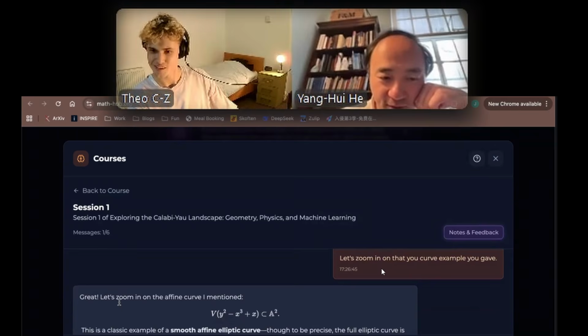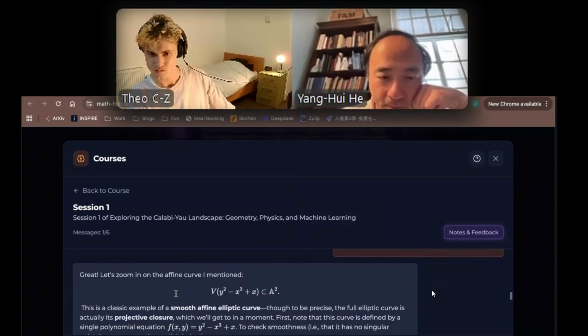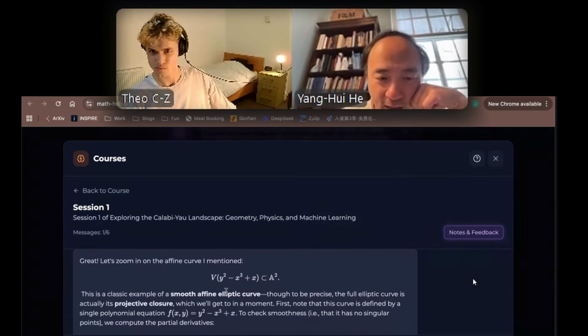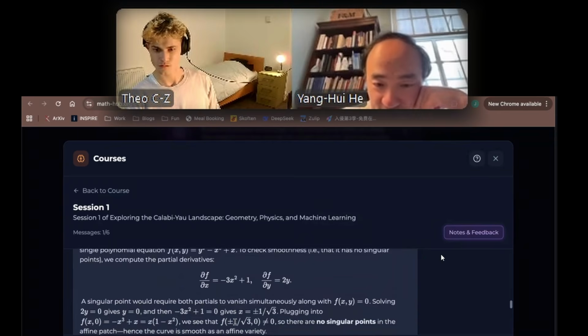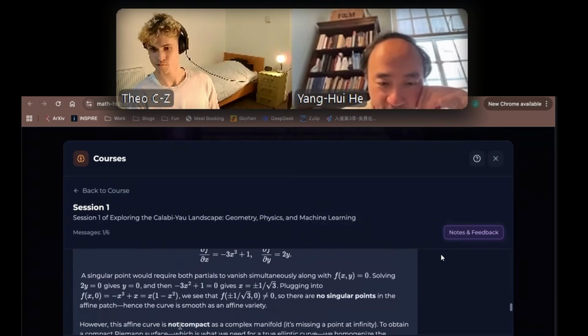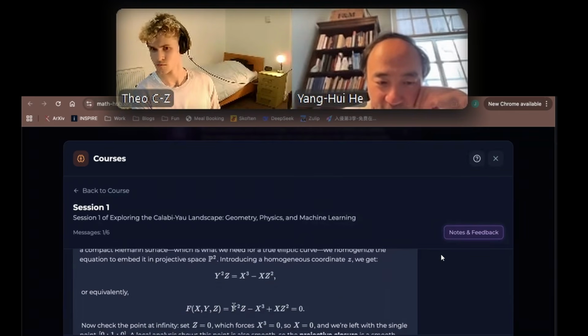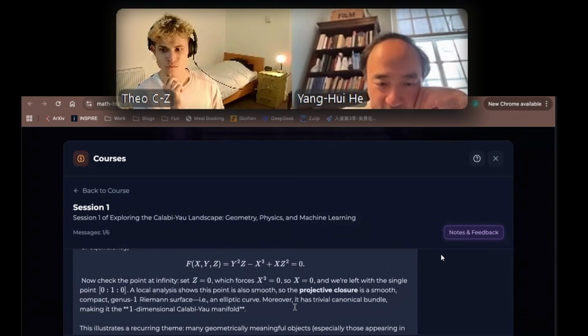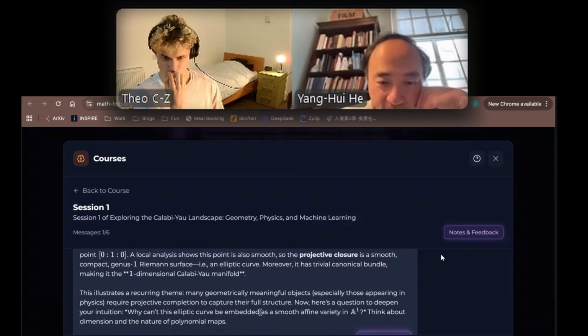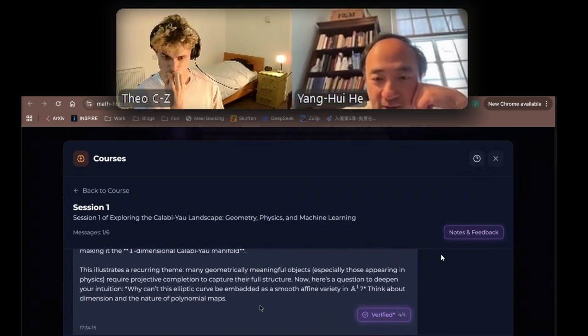Okay, there we go. Let's zoom in on the affine curve. I mentioned this is a classic example of a smooth affine curve. To be precise, the full elliptic curve is actually in its projective closure. First, note that the curve is defined by a single polynomial equation. To check smoothness, it has no singular points, computing partial derivatives. That seems good so far. There are no singular points. However, the affine curve is not compact. And then you can projectivize, and check the point at infinity. Moreover, it has a trivial canonical bundle, making it a one-dimensional complex manifold. That's very nice that you can do this.